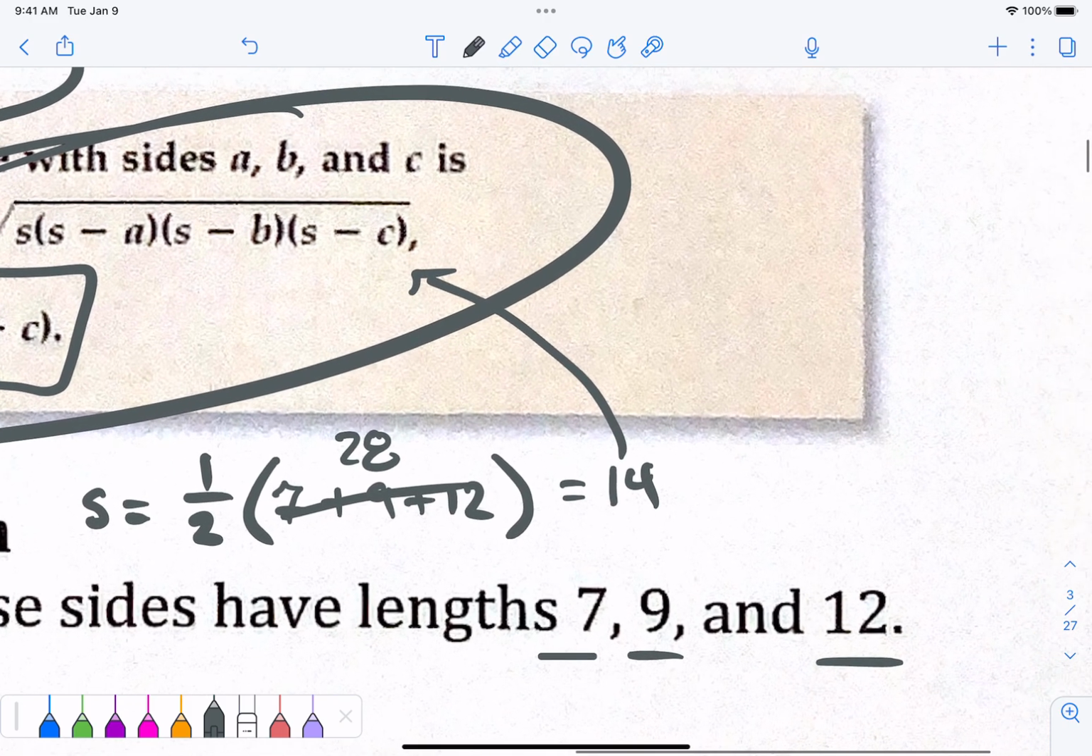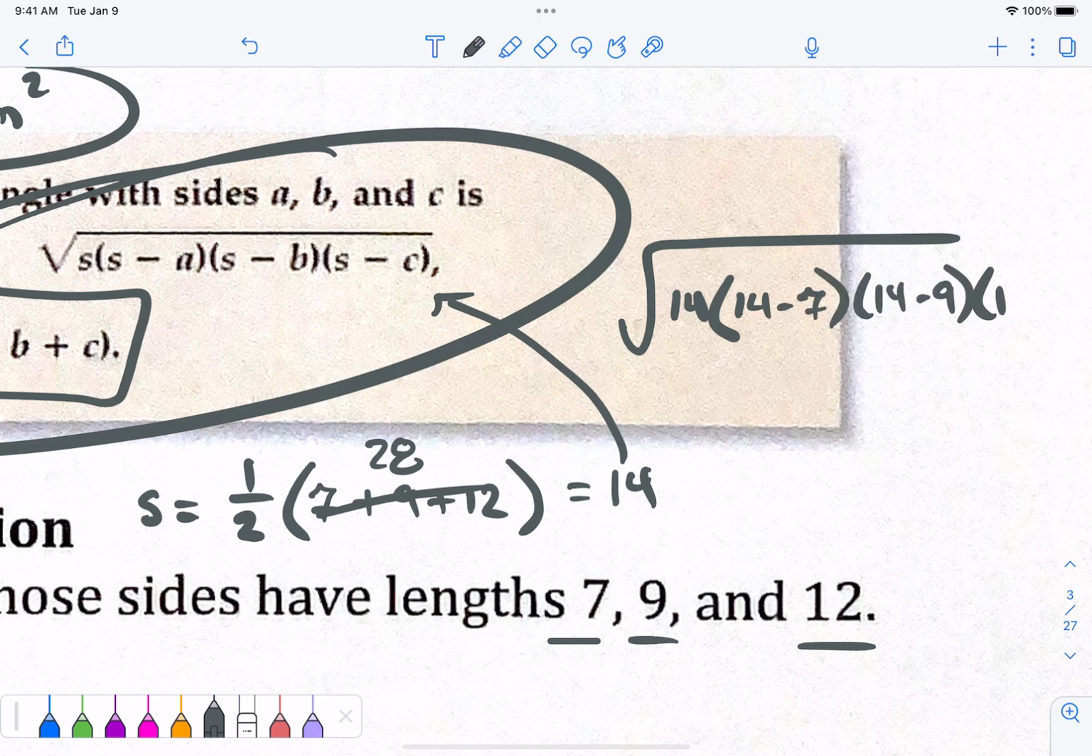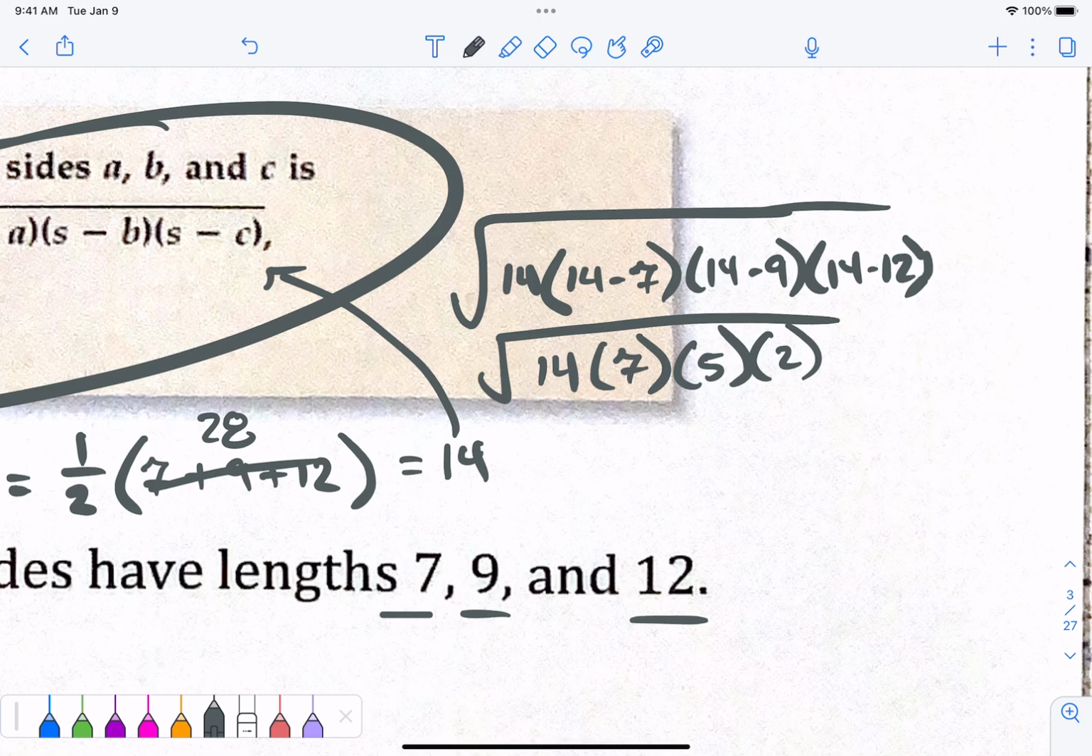So I take the square root of S, which is 14, times 14 minus 7, times 14 minus 9, times 14 minus 12. Some of that you can do in your head if you want to. So this is 14. 14 minus 7 is 7. 14 minus 9 is 5. 14 minus 12 is 2. I'm going to take the square root of all of that together. Make sense? So you find S and then you use that to plop into the top.